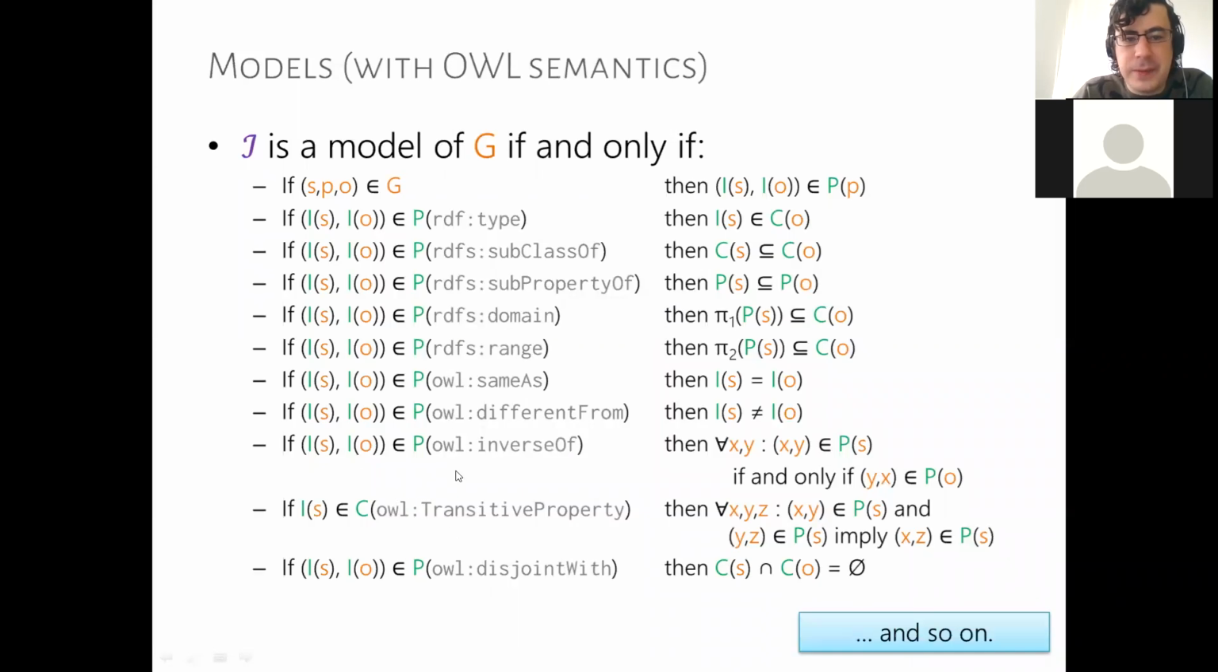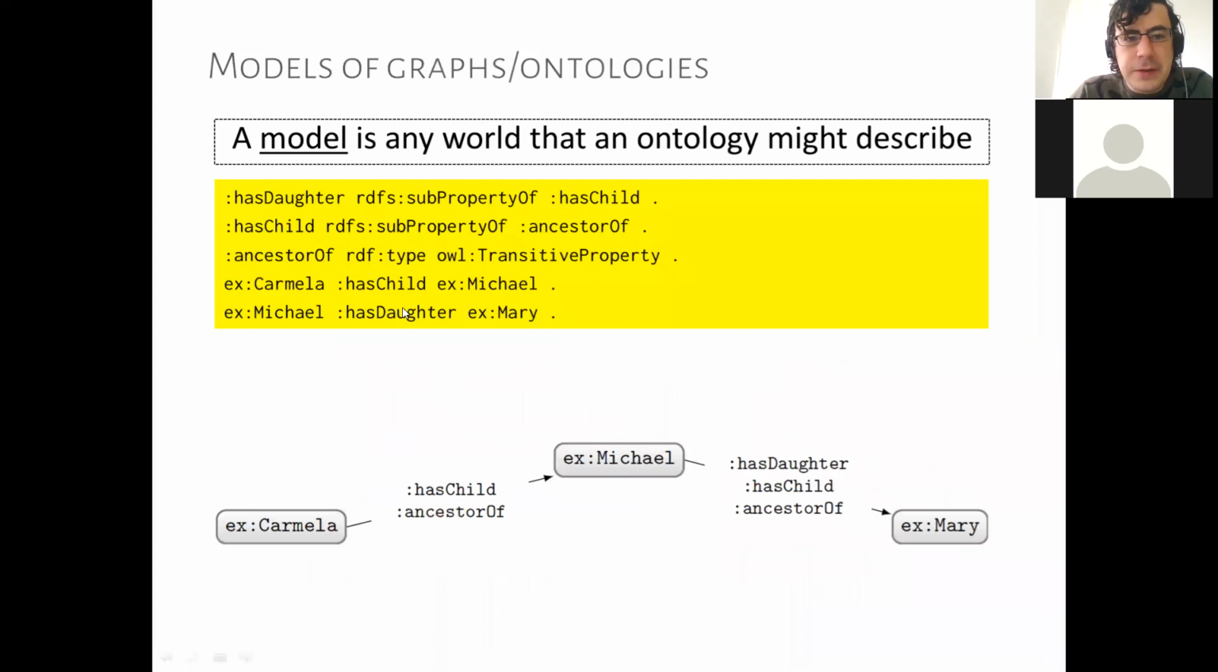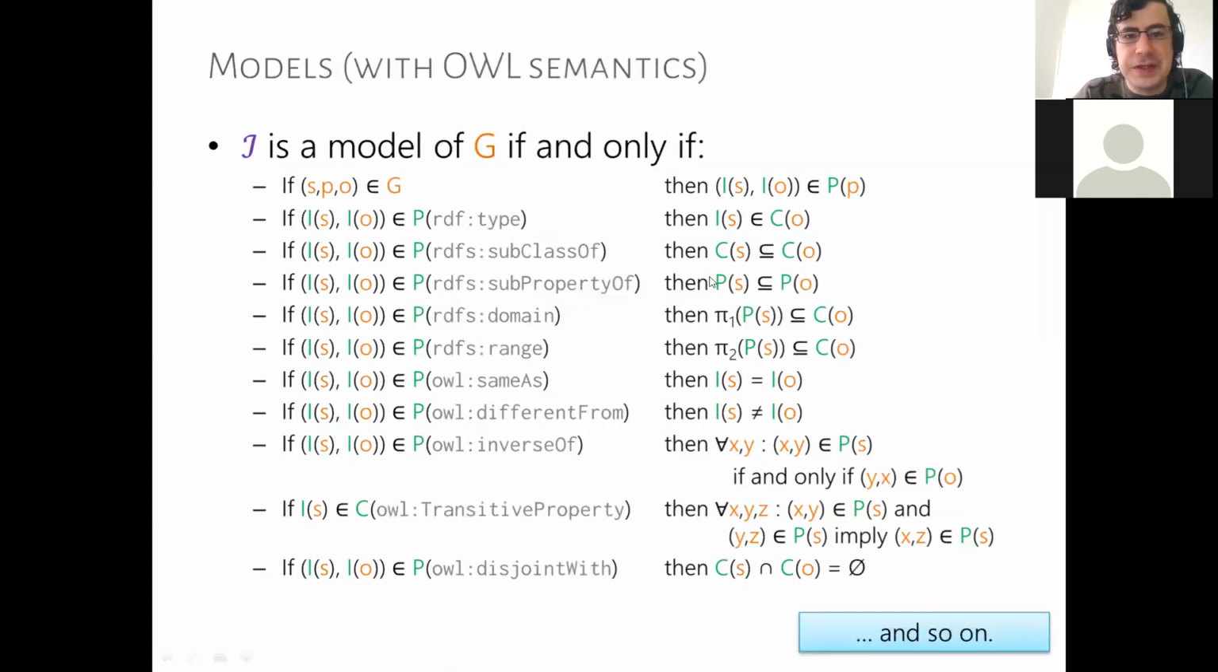We've now defined what these features somehow mean, but what we haven't defined yet is the notion of entailment between different graphs using these semantic features of RDFS and OWL. So we still need to define that. We define a model, which is a mapping of an interpretation to individuals, classes, and properties. And then we defined some of the conditions that models must satisfy in order to be a model of a graph.